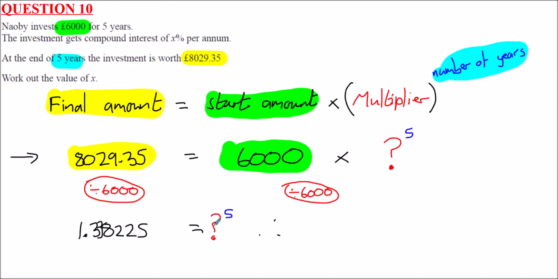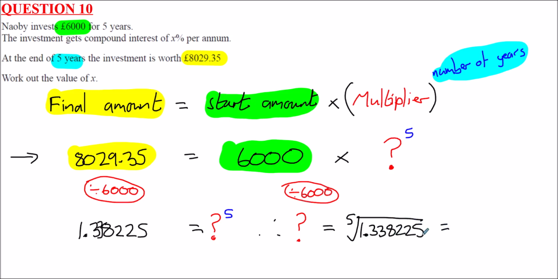Now, this question mark has been raised to the 5th power. If it was squared, we'd do the square root to find it. If this was being cubed, we'd do the cube root of this. The opposite of doing something to the power 5 is to take the 5th root. So I'll show you how to do this on a calculator. This multiplier is going to be the 5th root, so I can write a square root symbol with a little 5 here, of this 1.338225 number.